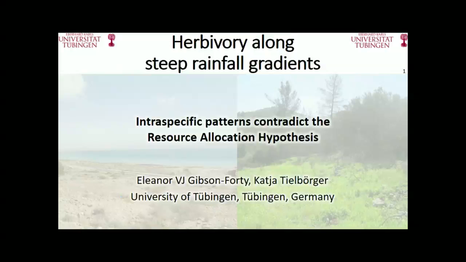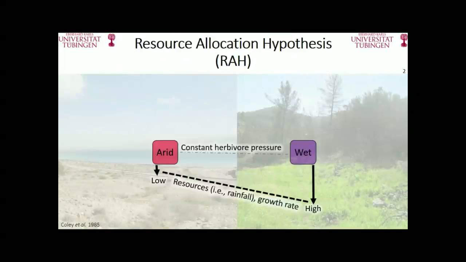Thank you. So today I'd like to talk to you about plant-herbivore interactions along a resource gradient. Whilst there are many theories to predict plant-herbivore interactions along a resource gradient, the Resource Allocation Hypothesis, or RAH, first put forward by Coley and co-workers in 1985, has enjoyed much empirical support, mainly through interspecific studies. This theory posits that changes in resources along an environment select for different plant growth rates. All the while, herbivore pressure is assumed to remain constant.